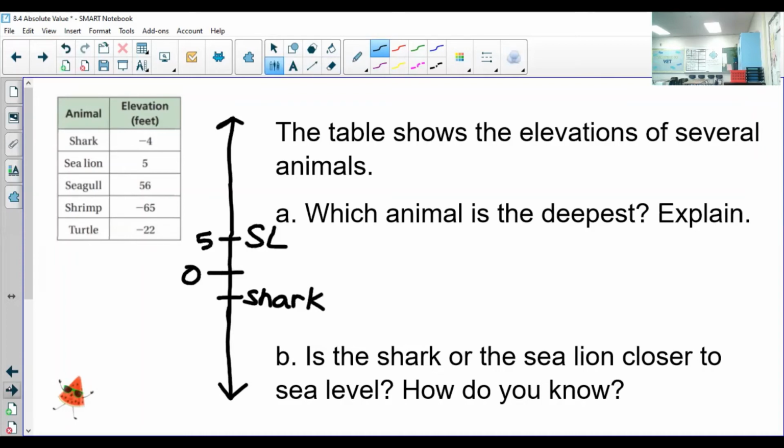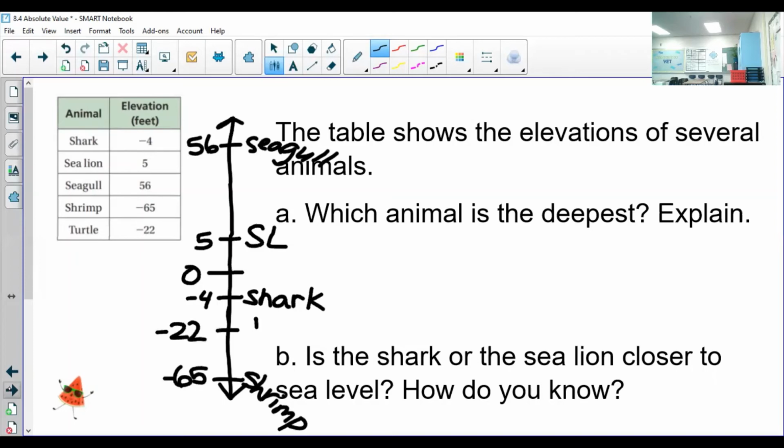Oh, I didn't even put my numbers in. 56 is quite a bit higher. So I'm going to put 56 all the way up here for a seagull. And what else do we have? Shrimp is at -65. I didn't know they were that deep. Okay, so shrimp are way down there. And what's in between a shark and a shrimp? A turtle. Nice little sea turtle. Okay, so here's my number line. This will help me answer my questions.